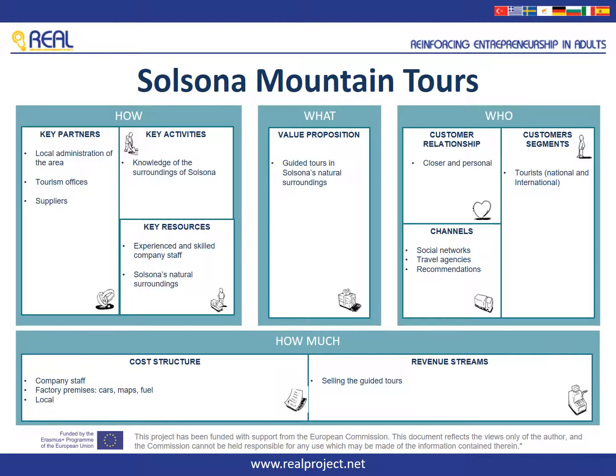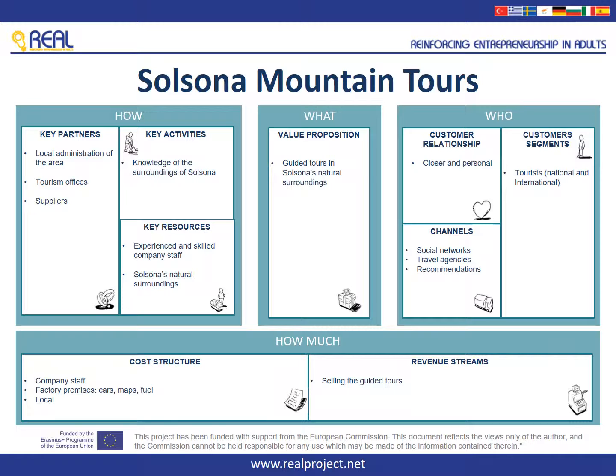Who? On the right side, you can see who are the people involved in our company. By now we have identified that our customer relationships are close and personal. Our customer segments, clients, are the tourists, and the channels we promote and sell our services through are social networks, travel agencies, and recommendations.